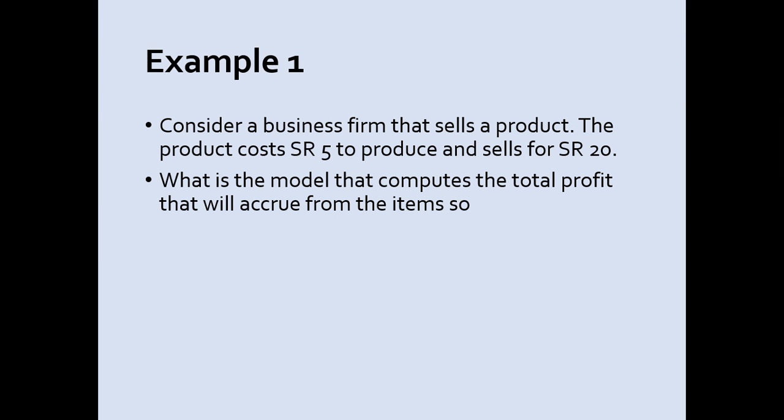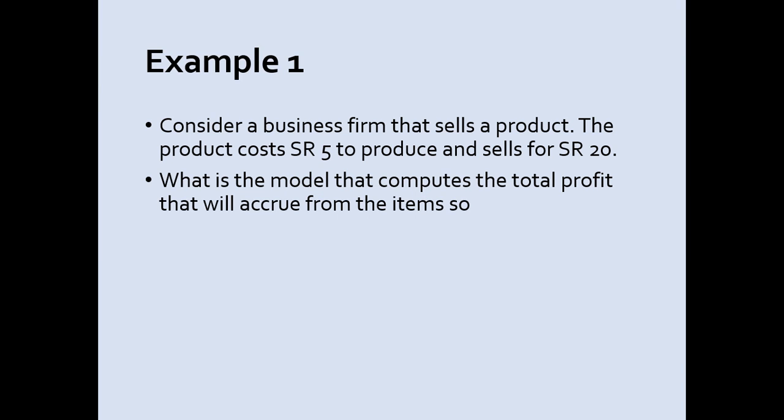Number one, listen carefully, very interesting and very easy. This is in your book. It cannot be easier than this to explain all the things we have learned so far. The first example: there is a business that sells a product, think of any product. The product costs Saudi Riyal 5 to produce and sells for Saudi Riyal 20. This is the general costing and selling price. Selling is 20, costing is 5.